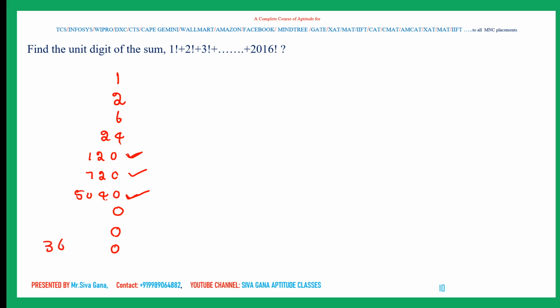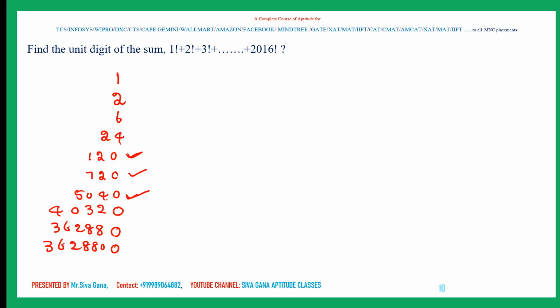10 factorial is 3628800. 9 factorial is 362880. And 1 factorial, 2 factorial, 3 factorial, 4 factorial, 7 factorial. We need 8 factorial, which is nothing but 5040 into 8, 40320.